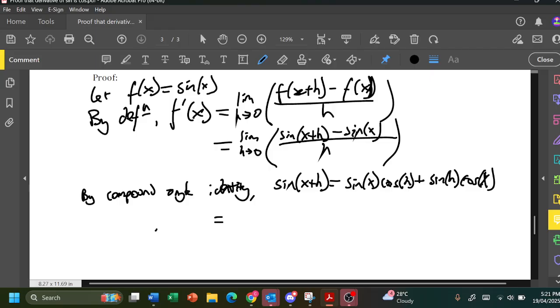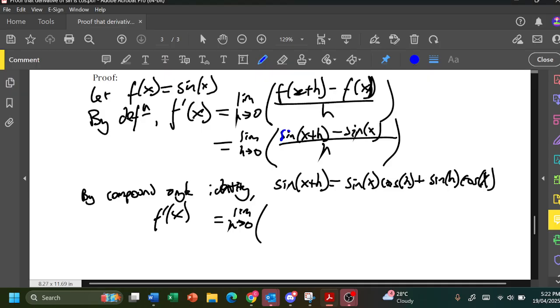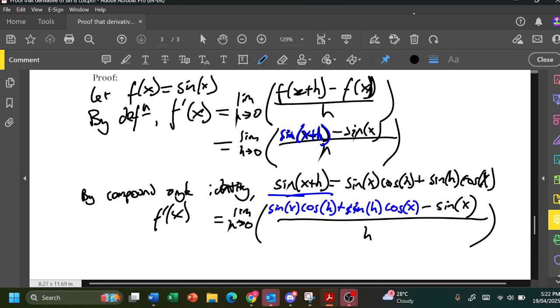So we can see here that f'(x) is equal to the limit as h goes to 0 of, and just replacing this part here, sine of (x plus h), with what we have right here. That's going to be equal to sine of x cosine of h plus sine of h cosine of x, minus sine of x, all divided by h.